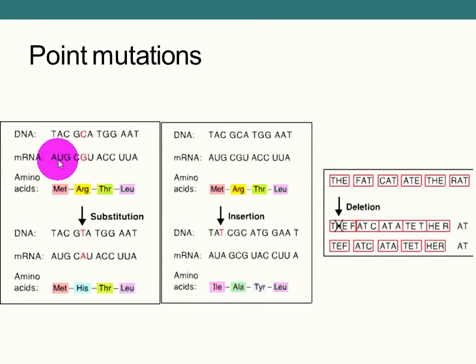And then what they're showing you here is how it would normally turn into mRNA if it were transcribed, because T goes with A goes with U. And then if it were translated, this is the amino acid chain that would result.